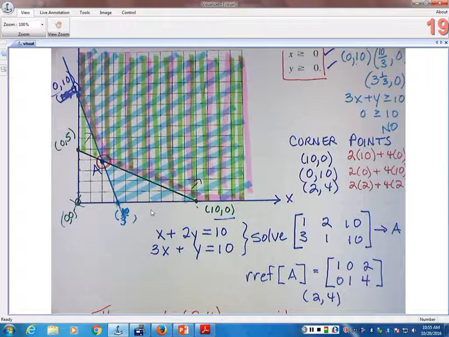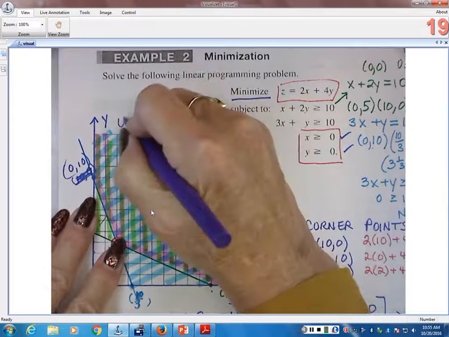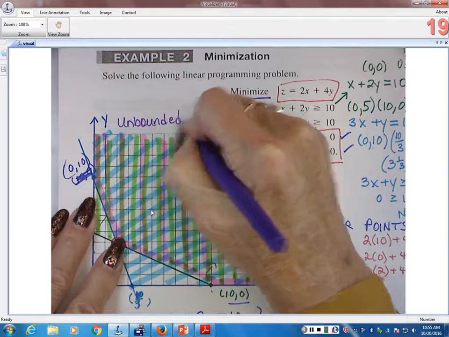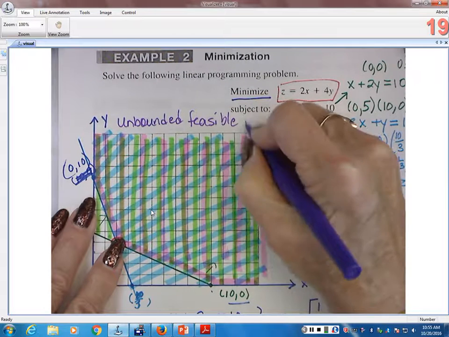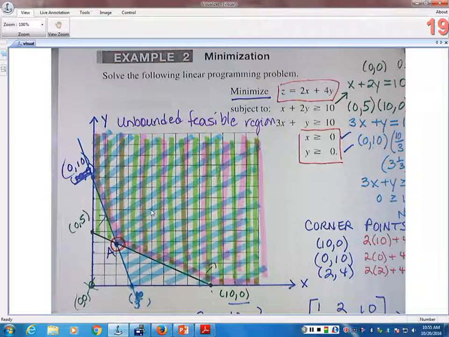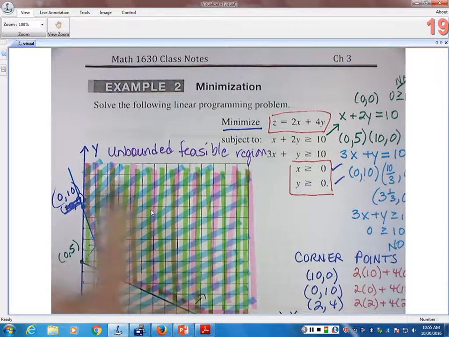Now just a quick reminder of some language here. This is an unbounded feasible region. And because it's an unbounded feasible region, we could not maximize z. That would not have been possible because we don't have a closed corner point.